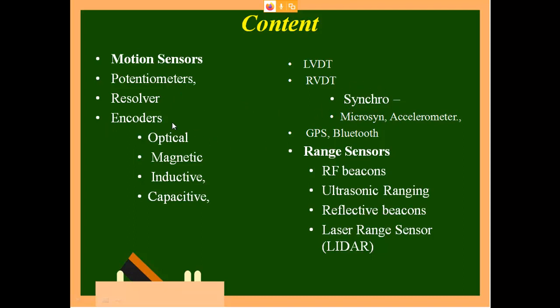Then come your encoders. For encoders, you have optical encoder, magnetic encoder, inductive and capacitive. In today's class, let us discuss only motion sensor and optical encoder. Then we will continue with magnetic. You may ask me, sir, you have optical, then why do you want to go for magnetic, inductive and capacitive? This is only based upon the application.